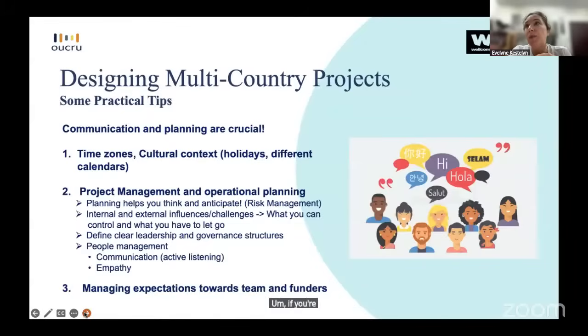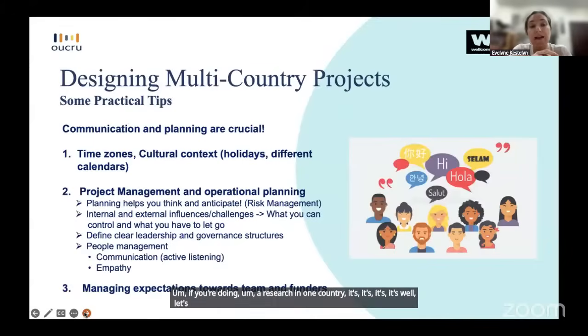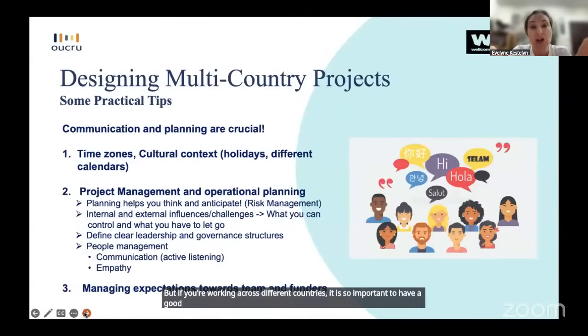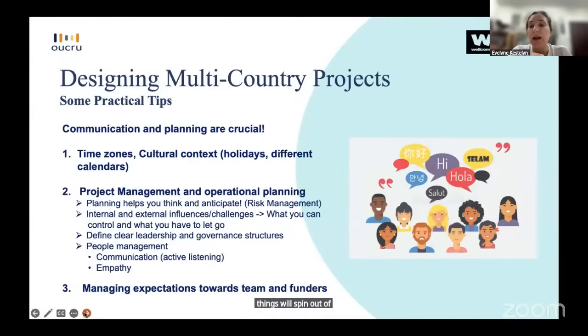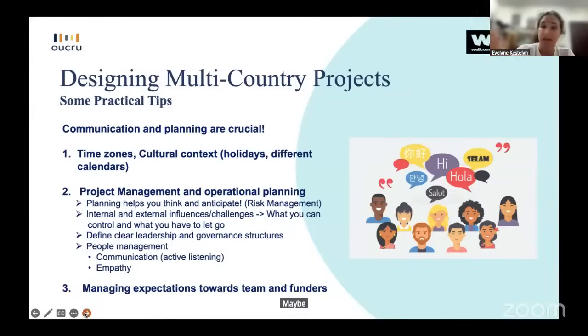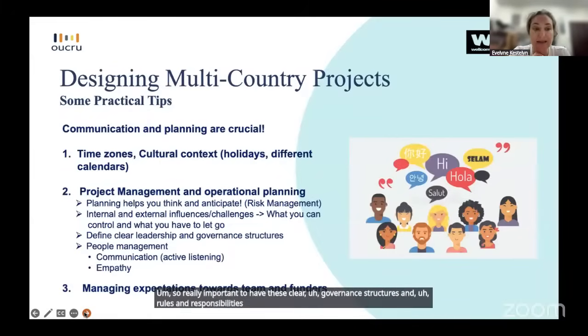If you're doing research in one country, it's, let's say, well defined. But if you're working across different countries, it is so important to have a good governance structure, to have clear leadership, because very easily things will spin out of control if people are not aware of who is doing what. Without clear leadership, people might be duplicating each other's work, or the work might not be done at all because maybe someone is thinking, oh, that's somebody else's job. So it's really important to have these clear governance structures and roles and responsibilities in place.